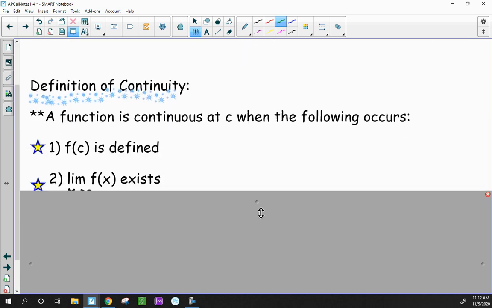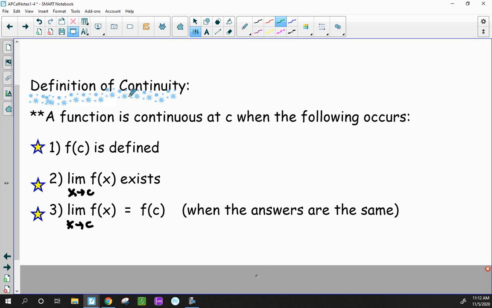Here's the calculus definition. It's a lot more detailed. The definition of continuous or continuity means a function is continuous at some point or some value c when the following occurs. And all 3 of these things must be true for a function to be continuous. Number 1, f of c is defined. That means whatever value they give you, when you put it into your function or you're looking at it graphically, the f of c has to have an answer. There has to be a point that has a y value.